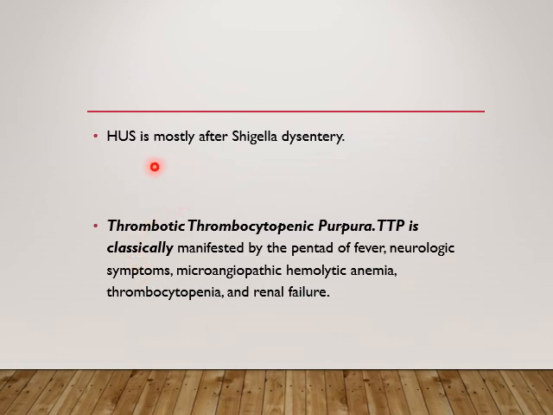It's already explained: HUS follows bloody dysentery, and TTP is clinically manifested by the pentad of fever, neurological abnormalities, along with microangiopathic hemolytic anemia, thrombocytopenia, and the patient will also present with renal failure. That is, it might be oliguria and anuria.